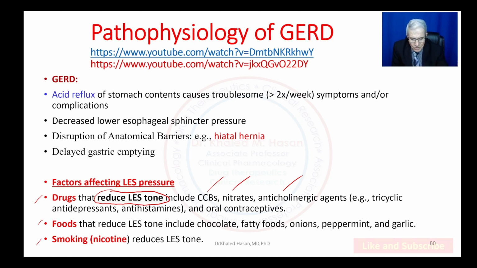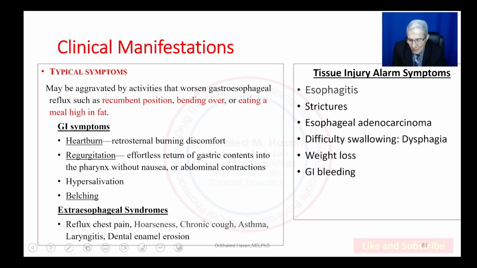Food, such as chocolate, fatty food, onion, peppermint, and garlic, may reduce LES tone and cause GERD. Smoking sometimes reduces the tone of the lower esophageal sphincter. So all these factors are important items that should be taken into consideration when you diagnose GERD or peptic ulcer disease.